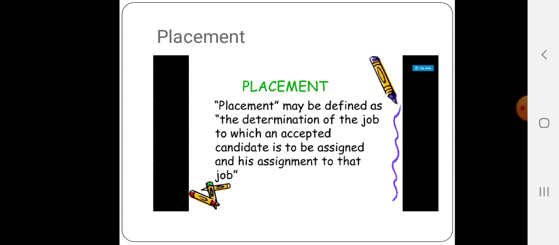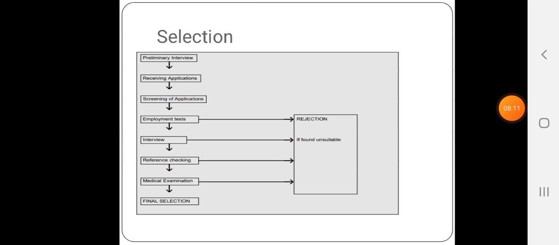Let's discuss the next aspect in the next class. I think we are almost done with unit 2. Only some part is left out of unit 2, so we'll continue it in the next class.